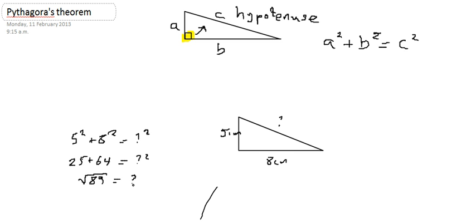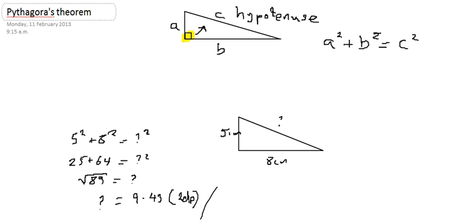And I can work out the square root of 89, assuming I have my calculator handy, and therefore I can say that the longest side of my triangle is 9.43 to 2 decimal places. And that's it. Now that's the basics.